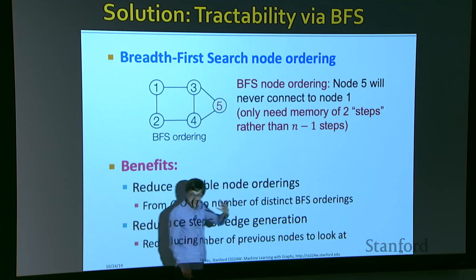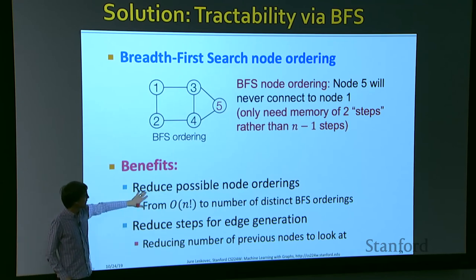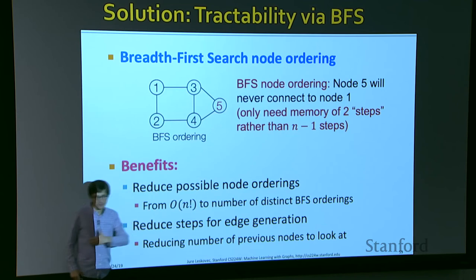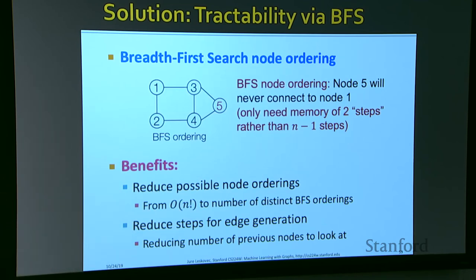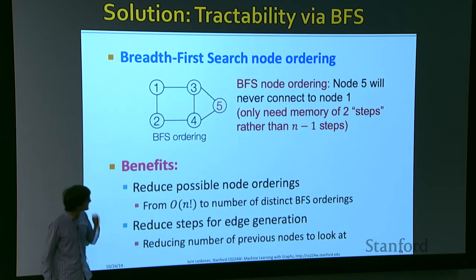And this means we need much less memory. So the model capacity is smaller. We reduce the number of possible node orderings. We just pick one rather than say, let's take something random. And we also reduce the number of steps in the edge generation. And why is this the case?